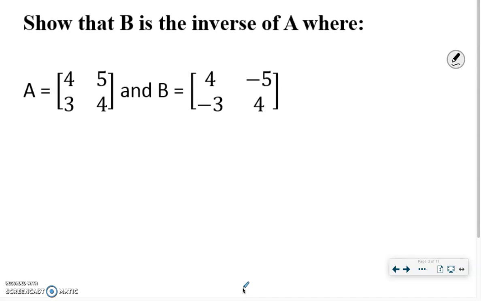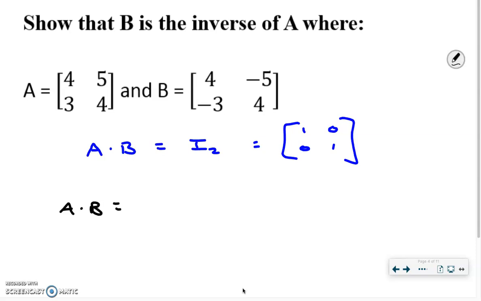Okay? So what we want to do, if this is going to be true, what we need to show is that A times B is equal to that identity of the 2 by 2 matrix, which is going to look like this. So that's my target. That's what we're trying to create. So if we were to do the math here, multiplying A times B. First off, can we do it? 2 by 2 times the 2 by 2. Can we do that? Sure. We're going to get a 2 by 2 matrix.